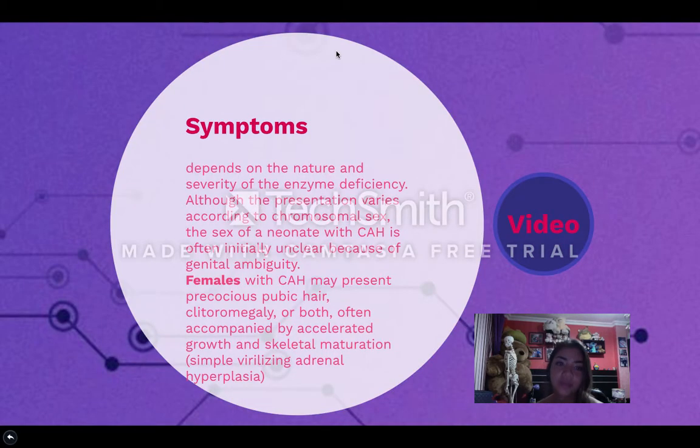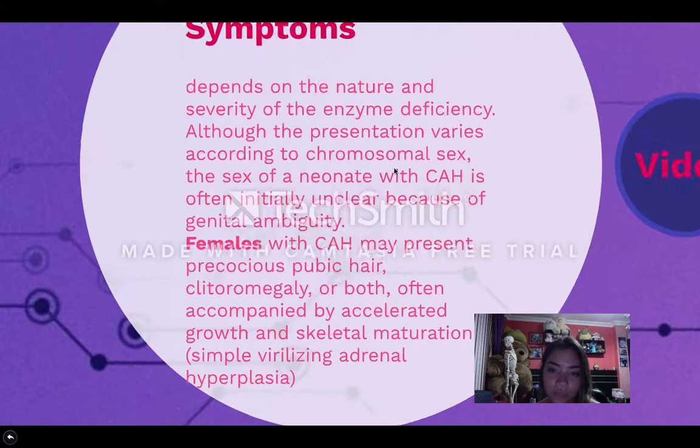Now, on the symptoms, it depends on the nature and severity of the enzyme deficiency. Although the presentation varies according to chromosomal sex, the sex of a neonate with CAH is often initially unclear because of genital ambiguity. Females with CAH may present with precocious pubic hair, clitoromegaly, or both, often accompanied by accelerated growth and skeletal maturation.